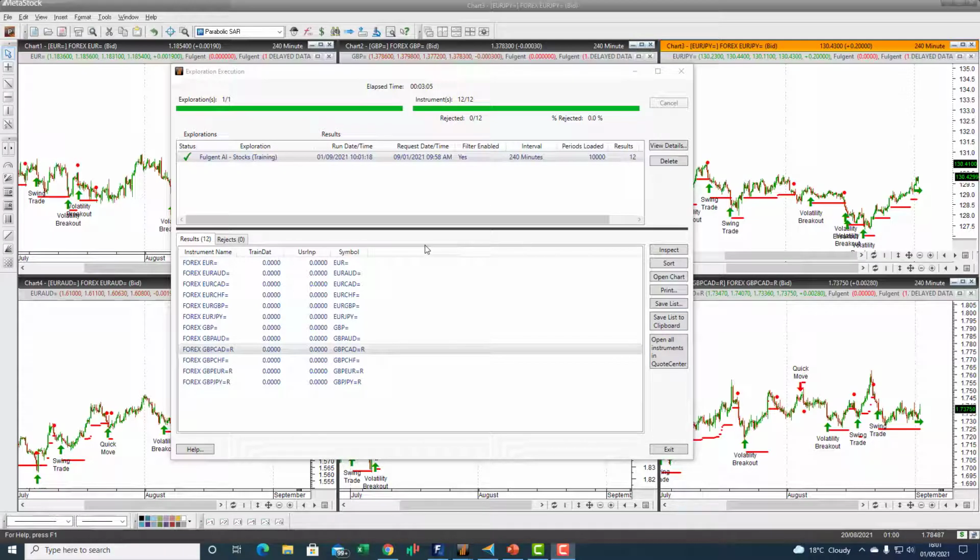Jumping straight into the MetaStock platform, I've got the Fulgent AI engine selected. I did the screen earlier. It took about three minutes to run the screen to find the high probability trades out of the Euro and GBP cross rates pairs. These are the pairs we've covered and screened, and we're going to see which ones are looking for good trade setups.